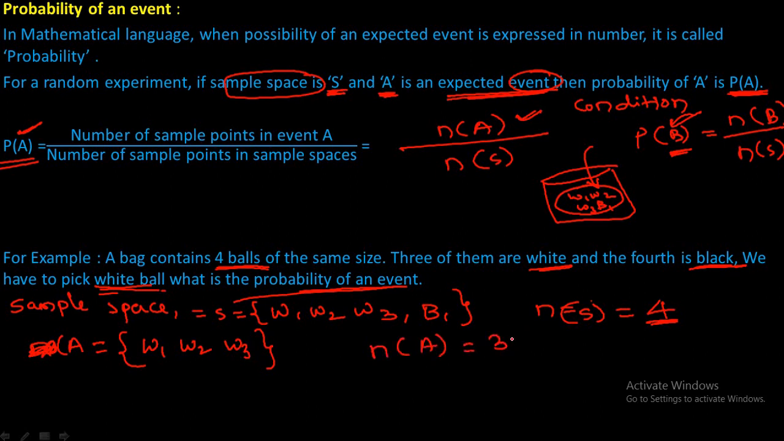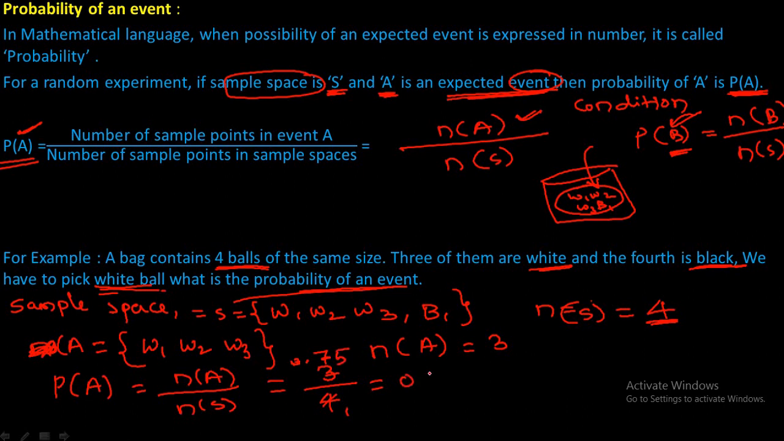I hope you are understanding. So this is the condition we have to apply. There is no condition for N of S. We want to find out the probability of event A. We know the formula of probability: the number of sample points in event A, that is N of A, divided by N of S. N of A is 3 divided by N of S, which is 4. So 3 divided by 4 comes to 0.75.